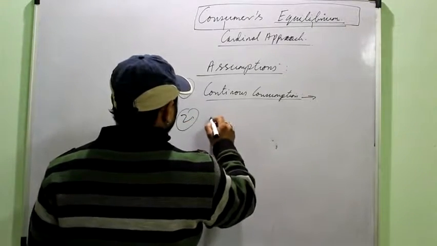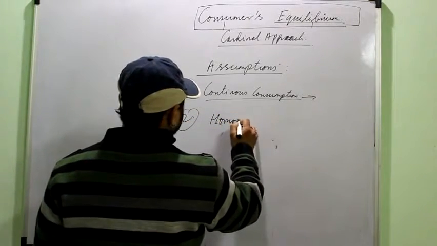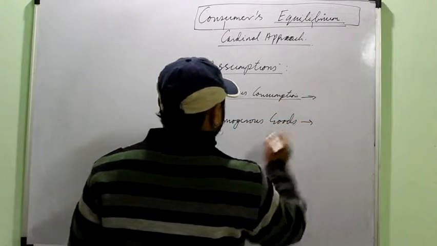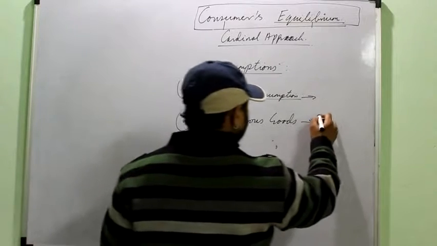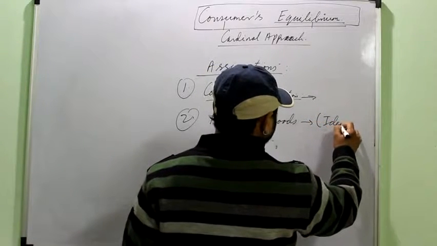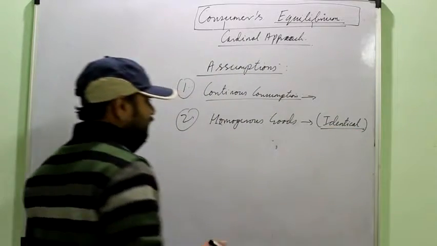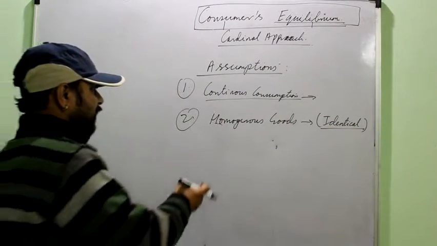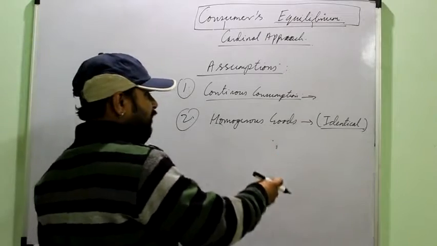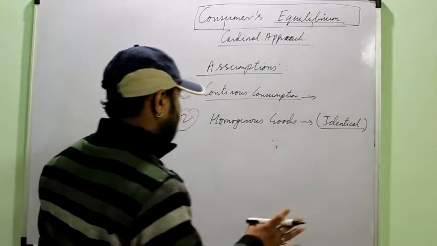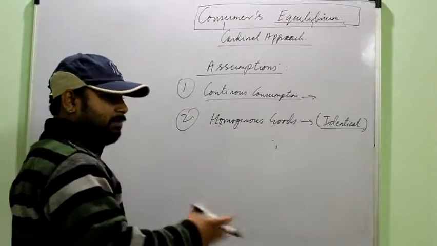Then next is homogeneous goods. Homogeneous goods mean that the goods should be identical in all aspects, in taste. Like suppose if you are talking about a pizza, not first a veg, then a non-veg, then some other flavor of a pizza, so they should be similar. Like if you talk about chapatis, so the same type of chapatis.